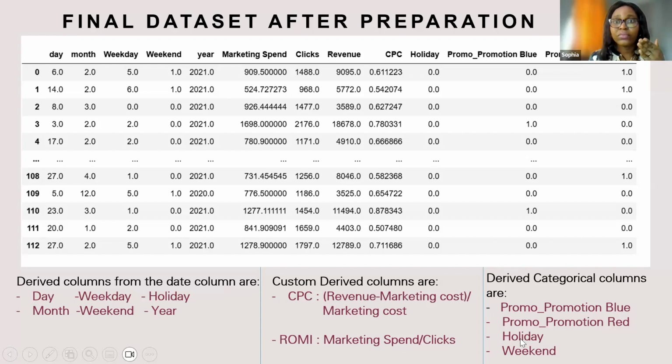For holidays, where there was a holiday, there would be a 1, and when there was no holiday, it would be a 0. And then weekends: if it was a weekend, it gives you a 1, and if it wasn't a weekend, it's a 0. So these features were created based on the need of the business question.